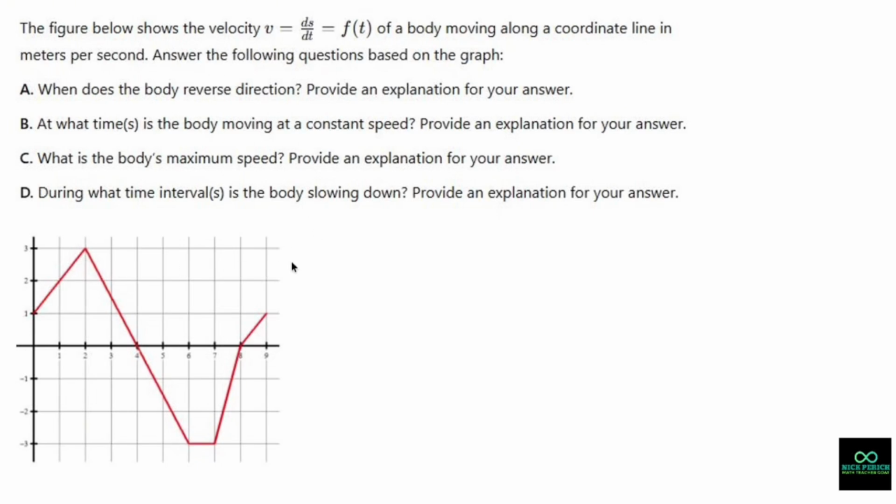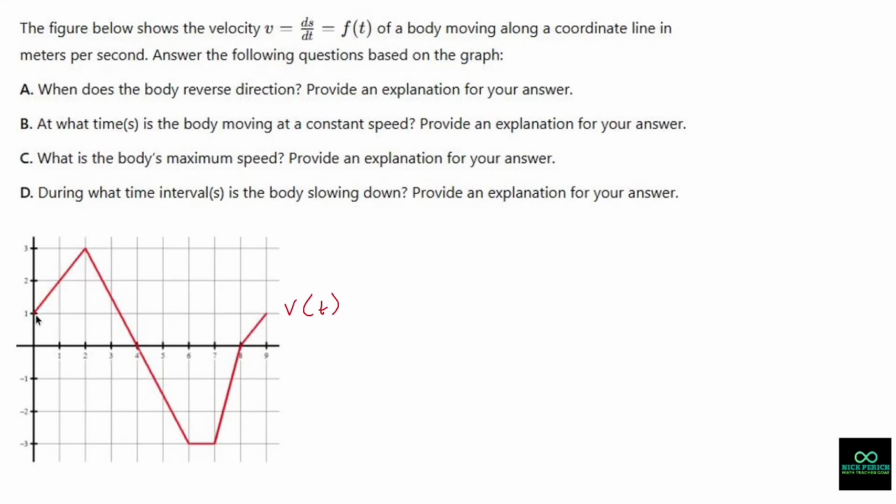Well, let me reiterate that this graph is velocity, not position, which is usually given to you as s of t. This is the velocity function. So anything that's positive is you moving forward. Anything that's negative is you moving backwards.